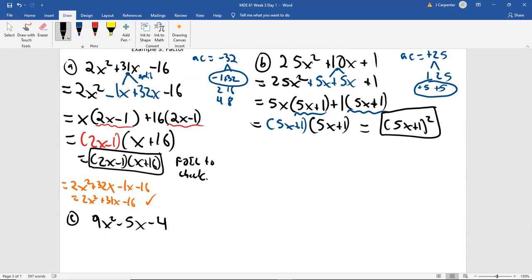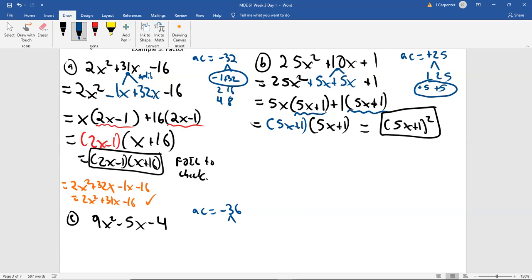All right, no GCFs. Write down the brass tacks. Leading coefficient, it's not a 1. So go to the AC method. Positive 9 times the negative 4 would be negative 36. Again, I'm not just splitting up the negative 4. That would be a shortcut method if that 9 wasn't there, and that'd be cool.